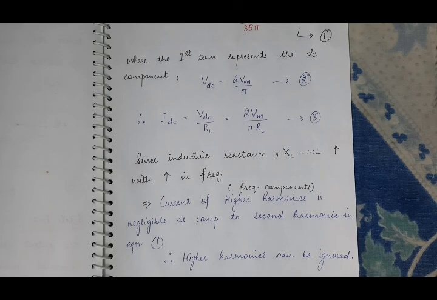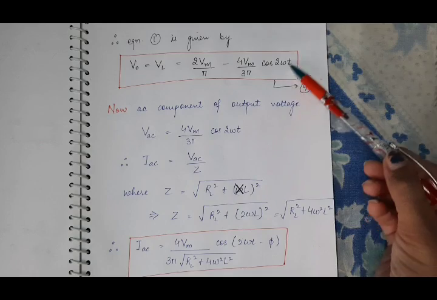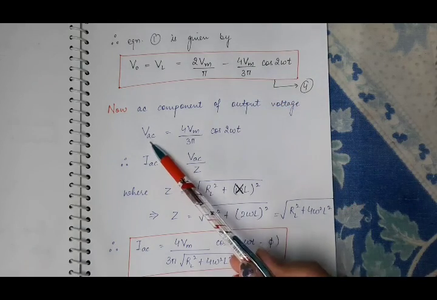So how will the output change? The output of the inductor filter will be given by the DC component, that is 2 Vm by pi, and the AC component, that is minus 4 Vm by 3 pi into cos 2 omega t. So this is the AC component of the voltage, VAC.